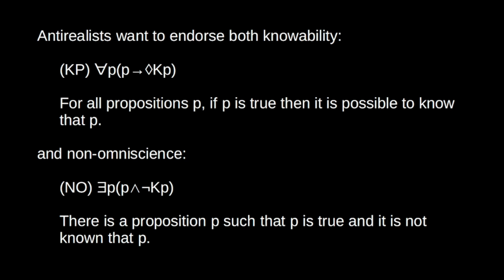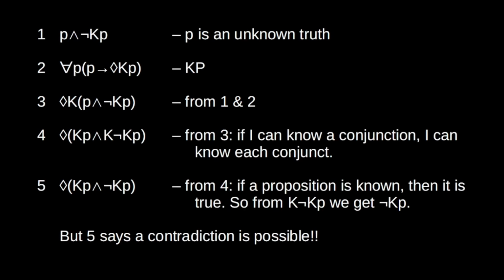And then, of course, we have non-omniscience, which says that there is a truth that is not known, right? Like, we are not omniscient, okay? So there is a proposition P such that P is true, and it is not known that P. And of course, the standard anti-realist will want to endorse both of these claims. The standard anti-realist wants to say, all truths are in principle knowable, but in fact not all truths are known. We're not omniscient.